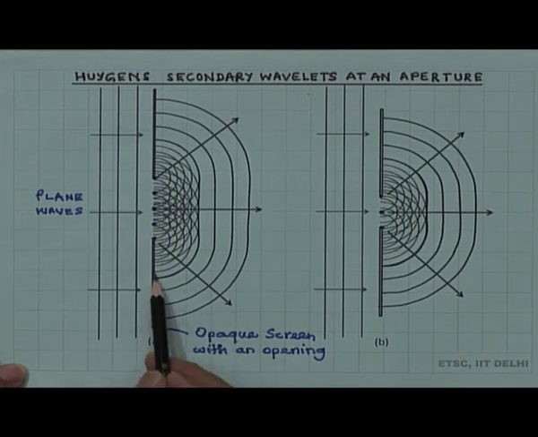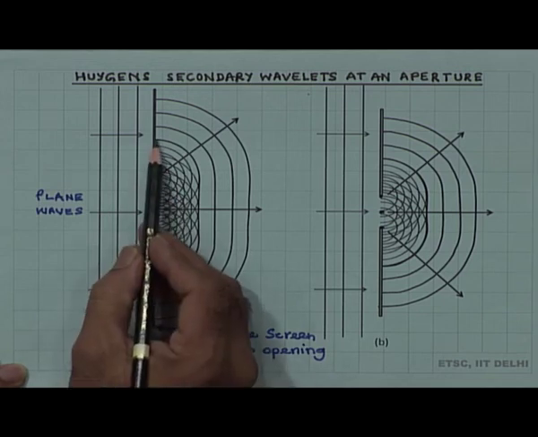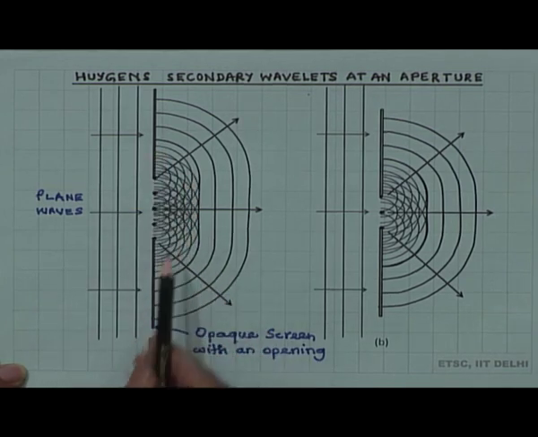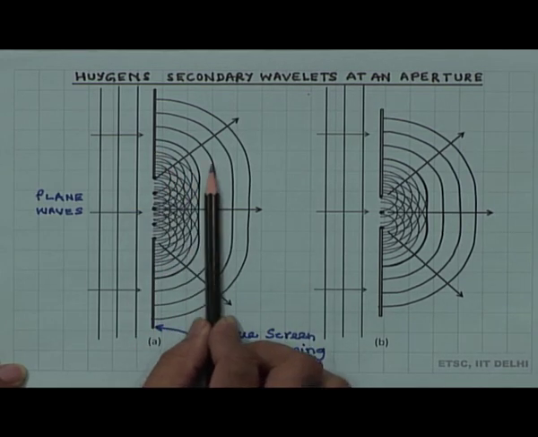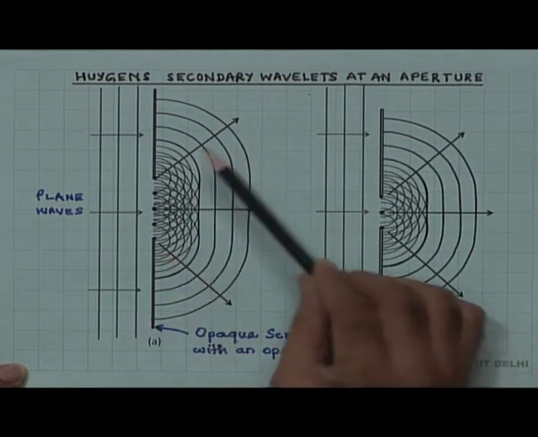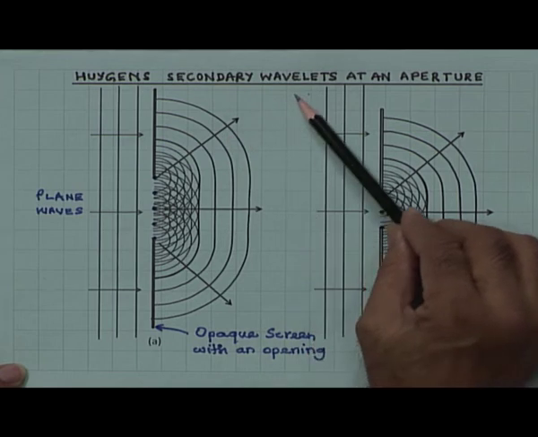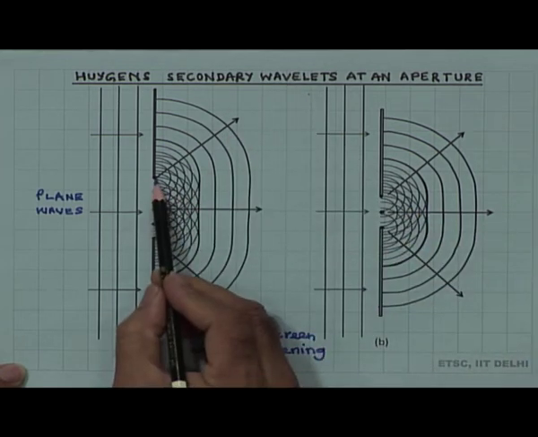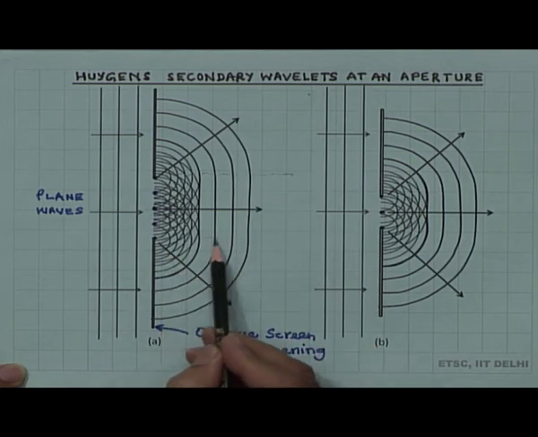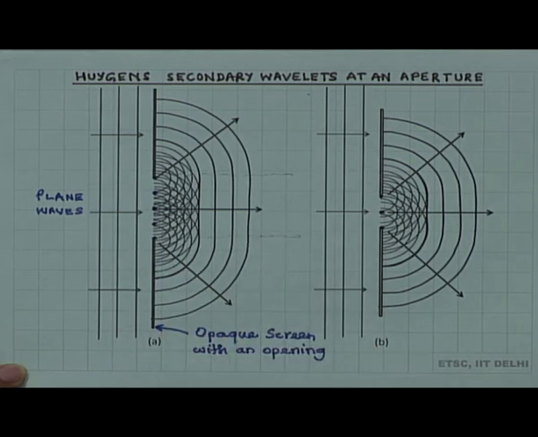As you can see, there are no point sources here on the other side because this is an aperture, and therefore, the surface tangent to all the secondary wavelets looks like this. It is somewhat plane here, but it also has curvature in this direction, which means the wave is also propagating into the geometrical shadow. The geometrical shadow would have been here. So, this is the region where the light should have come, but light is also propagating into the geometrical shadow.